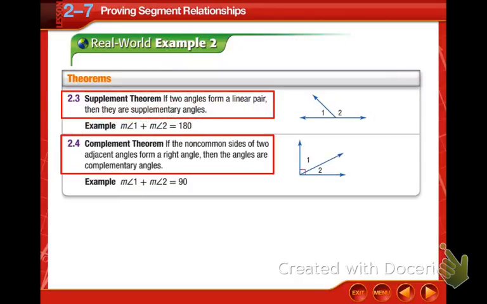So that is based off of these theorems here. The supplement theorem says if two angles form a linear pair, then they are supplementary angles. And the complement theorem says if the non-common sides of two adjacent angles form a right angle, then the angles are complementary angles.